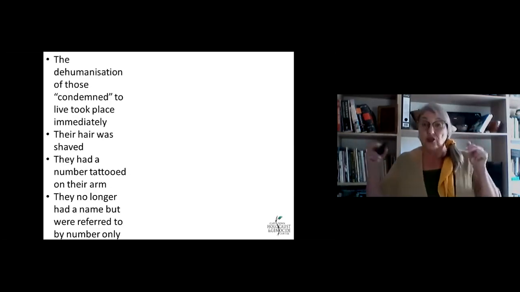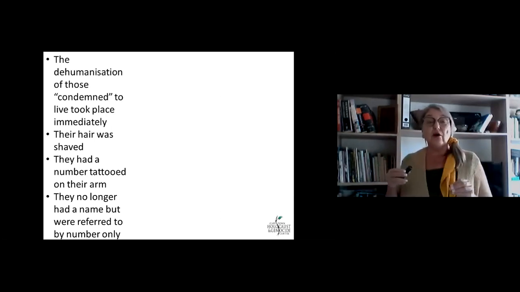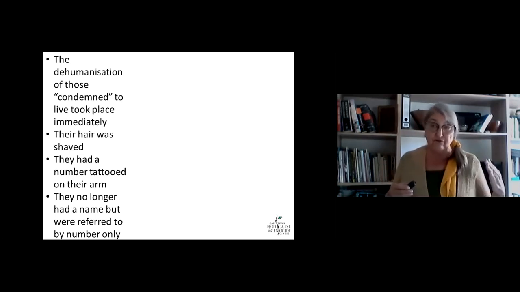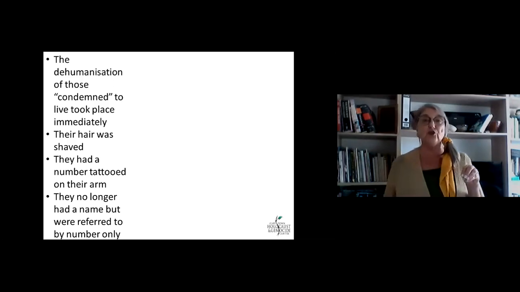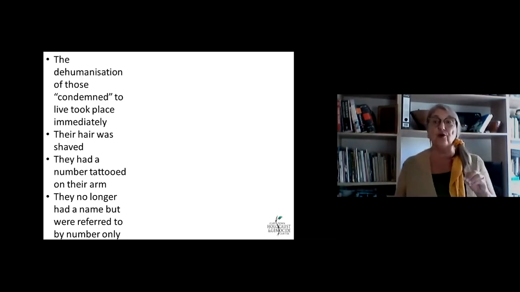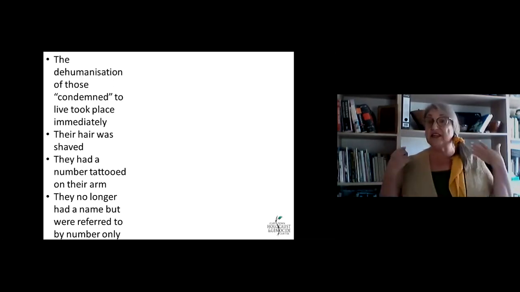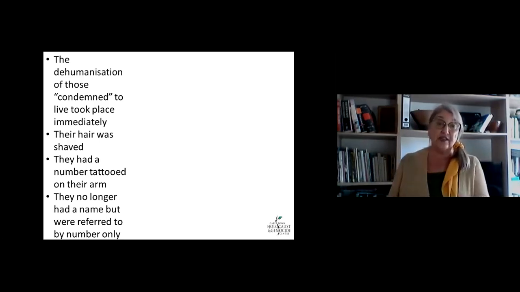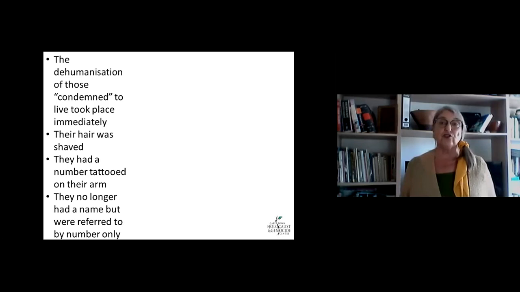What about those people who were condemned, and I've used that word in inverted commas because actually it was the Nazis' word, to live? They had their hair shaved off, and they, in Auschwitz, were given a tattoo on their arm, and from that moment on, they were completely dehumanized. They were spoken to only by number. You didn't have a name, didn't have a surname, didn't have anything. You were a number, you were a piece of cargo with a number, and that's how they were referred to.